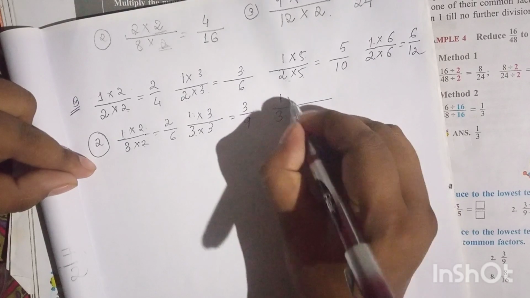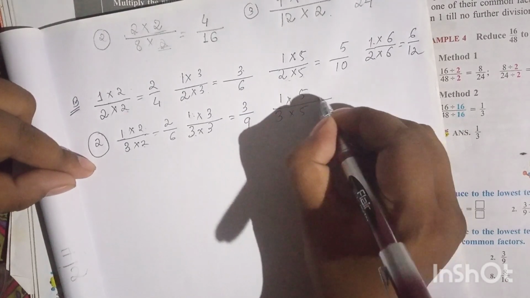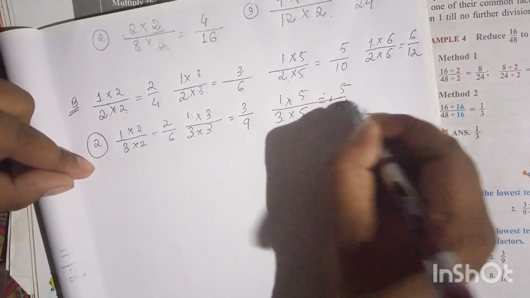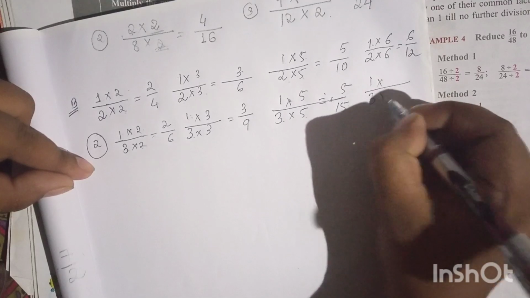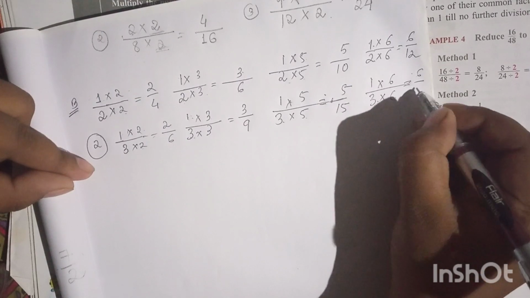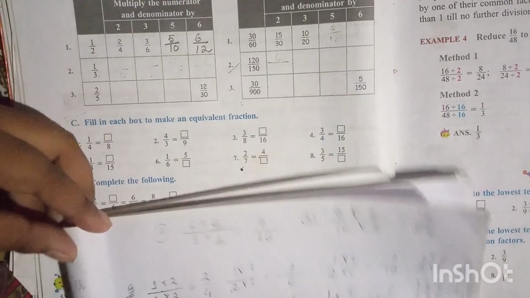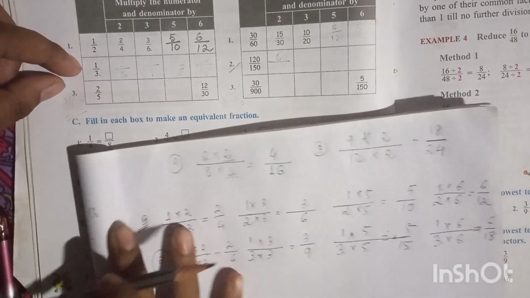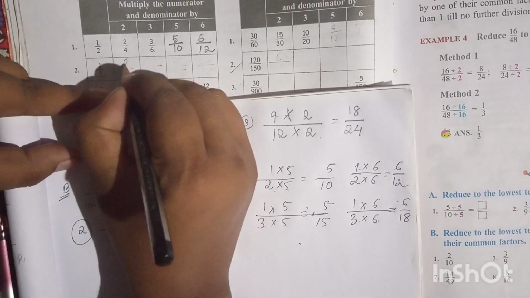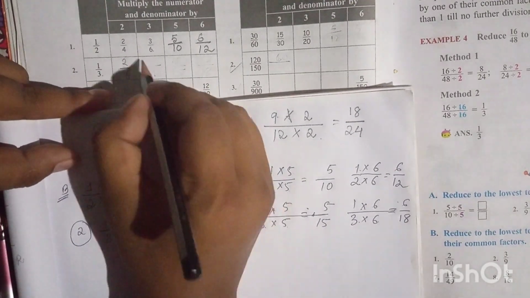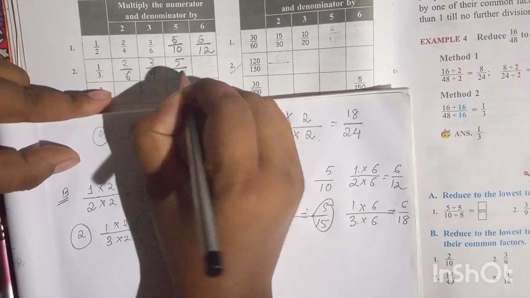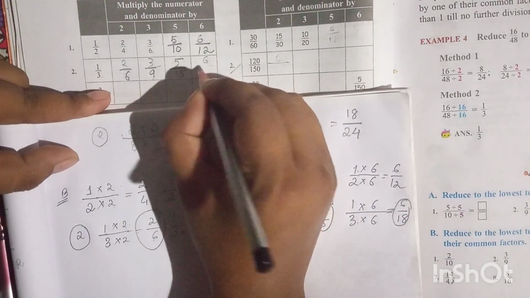Next, 1 by 3 should be multiplied with 5. So the answer is 1 5 is a 5, 3 5 is a 15. Next, 1 by 3 multiplied by 6. 1 6 is a 6, 3 6 is a 18. Now let us insert this. So the first one is 2 by 6, second 3 by 9, then 5 by 15, then 6 by 18.